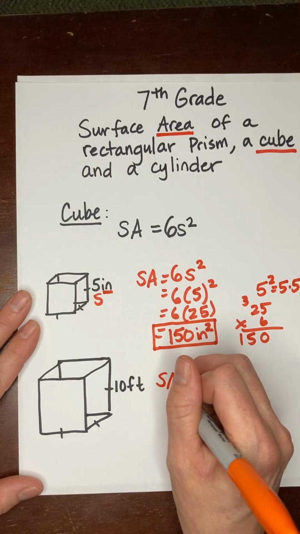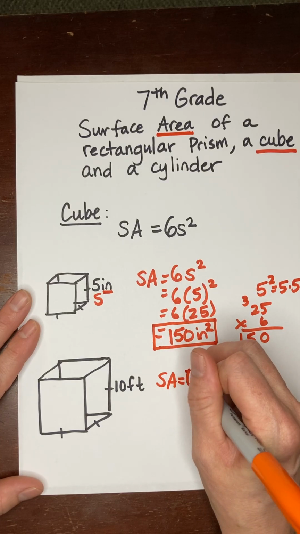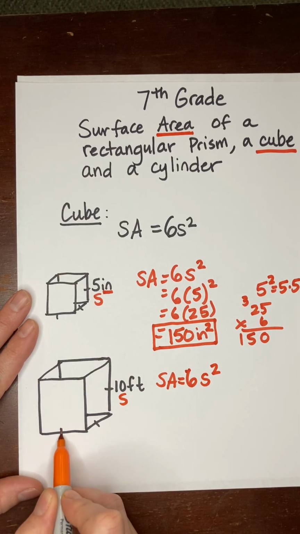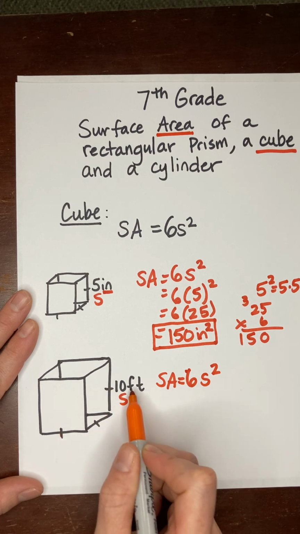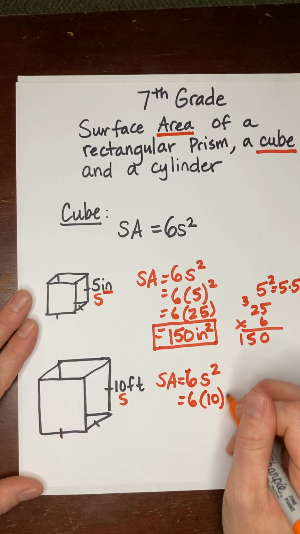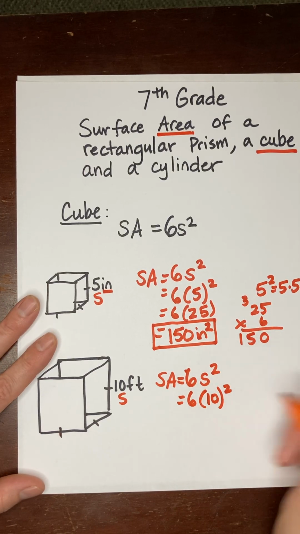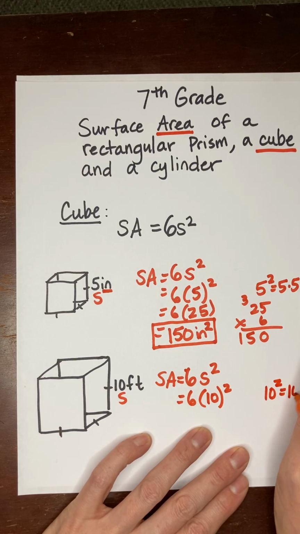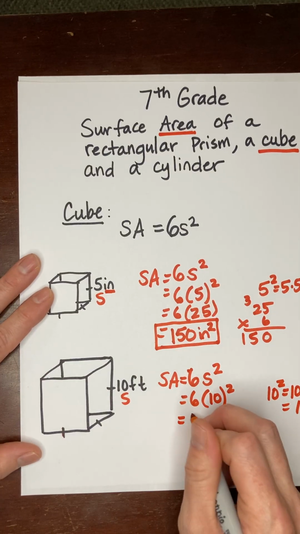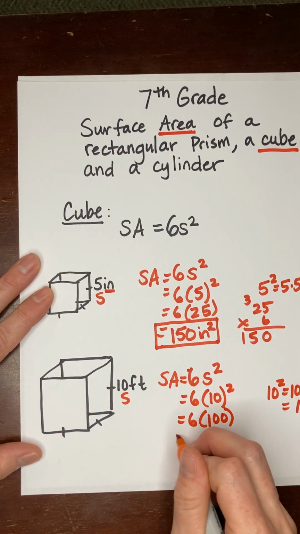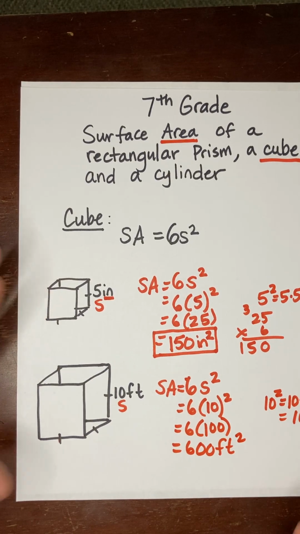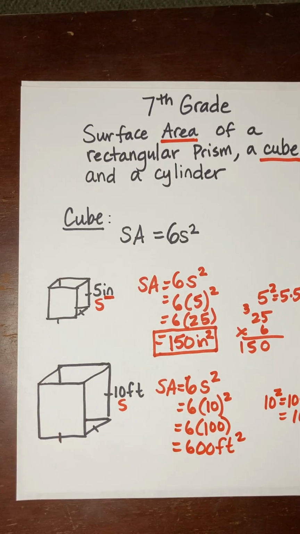Let's look at this one down here. I'm going to write my formula: surface area equals 6 times S squared. What's my S? Well, my S is just the length of a side. These single hashes right here indicate that they're all the same as this one here, which is 10 feet. So 6 times 10 squared. We have to do our exponents first. So 10 squared is 10 times 10, which equals 100. So 6 times 100 is 600. My units are feet, and I have area, so it's feet squared. And that's all there is to the surface area of a cube.